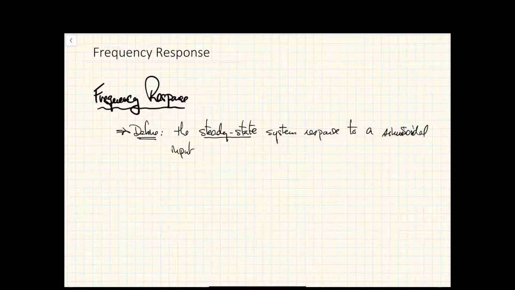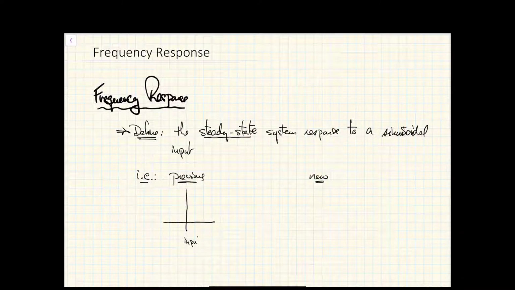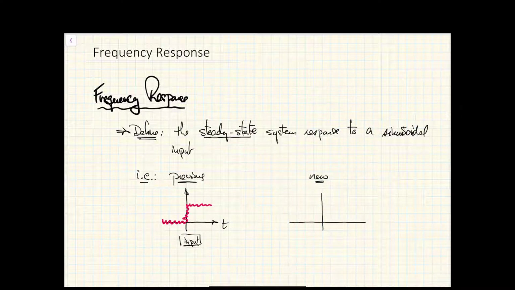And here, the shape of the input, let's look at previous, and let's look at now. So before, our input looked like this as a function of time, right? We had a system, and that system was going to see something like that. And now what we are seeing is our system, and our input is going to look like this.